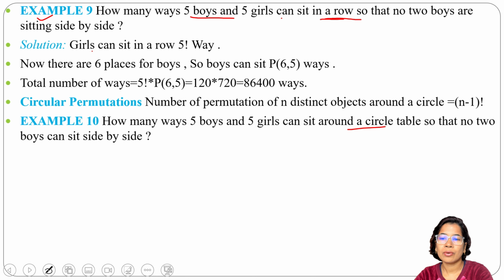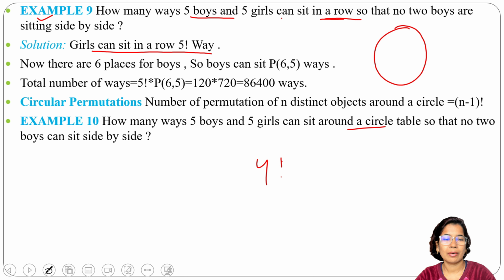In the case of a row, girls can sit in 5 factorial ways, but here girls can sit in (n minus 1) factorial, that means 4 factorial ways. So first we'll seat the girls. These 5 girls can sit in 4 factorial ways.